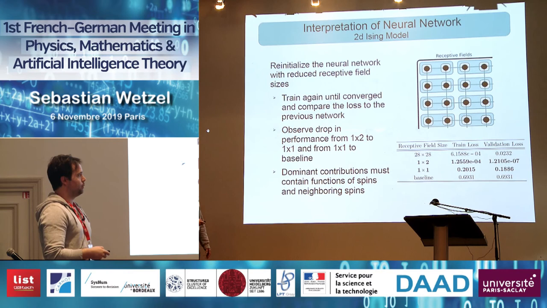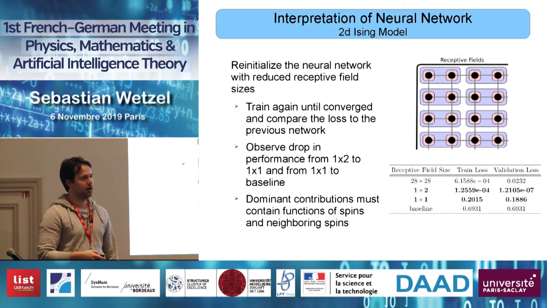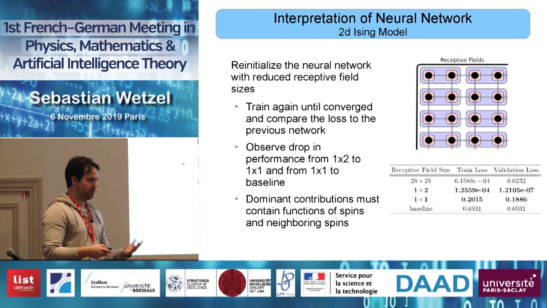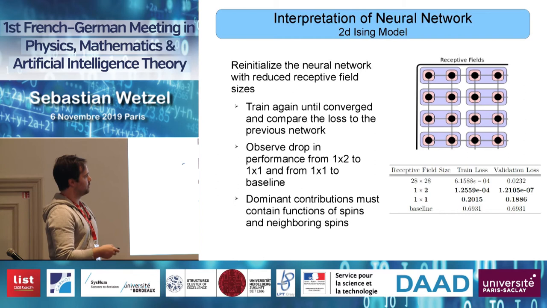In this sense, we assume that the neural network has only lost very minor information about what was needed to classify phases. So any further information was not needed by the neural network and is not the dominant quantity that was learned. It could be that there are minor contributions that we do not see with this interpretation method. However, we will find one or two dominant quantities that the neural network learns in order to distinguish between phases. So we have found that the receptive field size that the neural network needs is one times two, so it just sees neighboring spins.